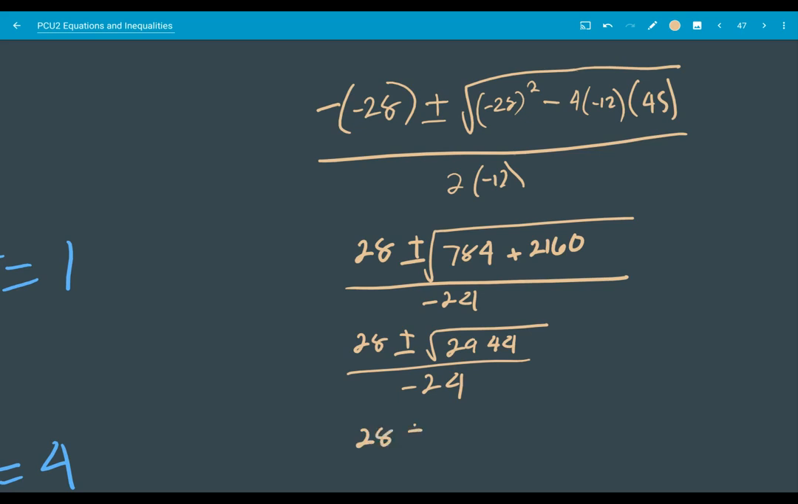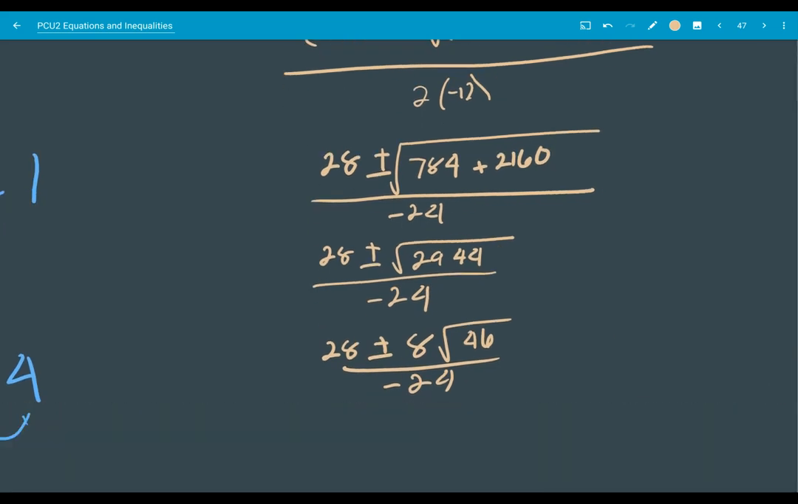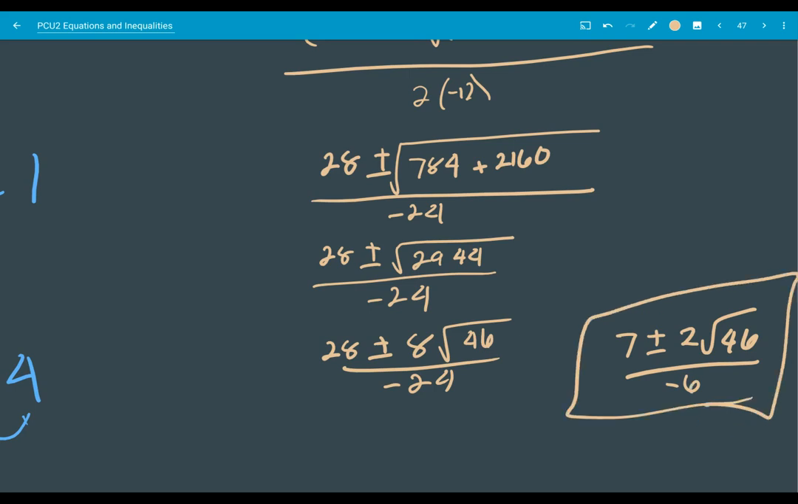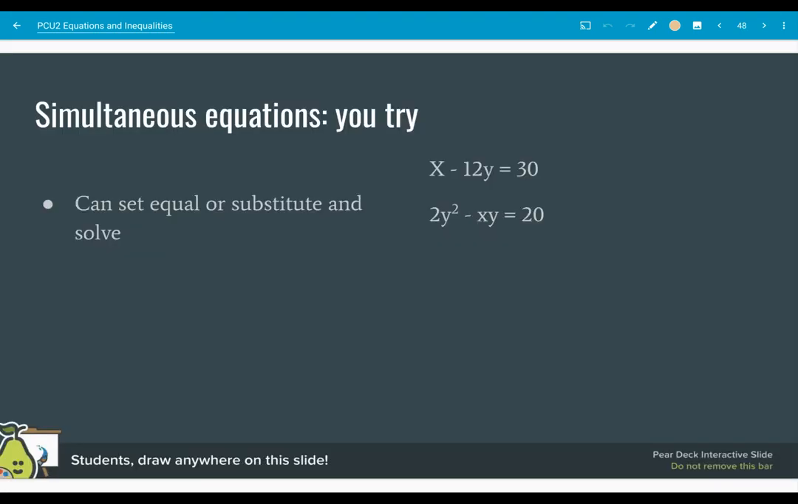So this is going to be 28 plus or minus 8 square root of 46 all over negative 24. So you can factor a 4 out of everything. So it's going to end up being 7 plus or minus 2 square root of 46 all over -6. So that's as much of a solution as we can get with systems of equations.